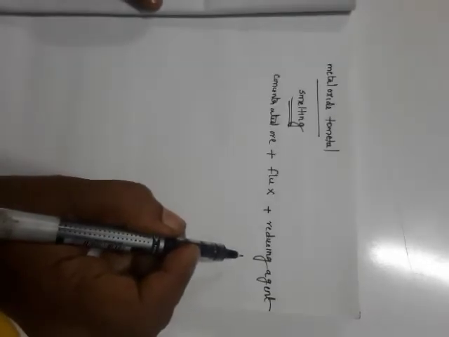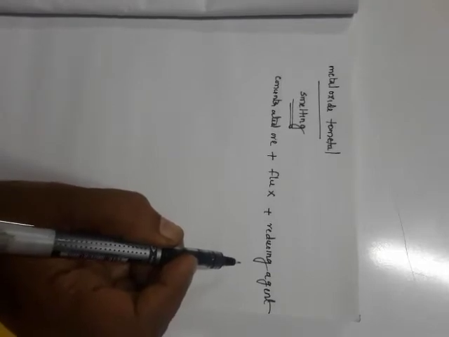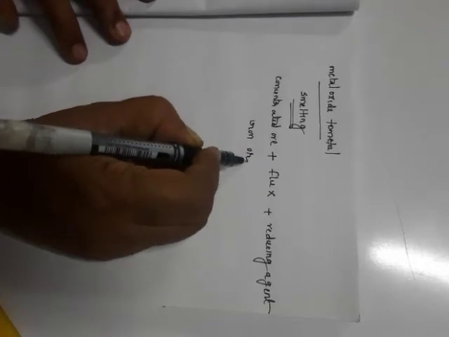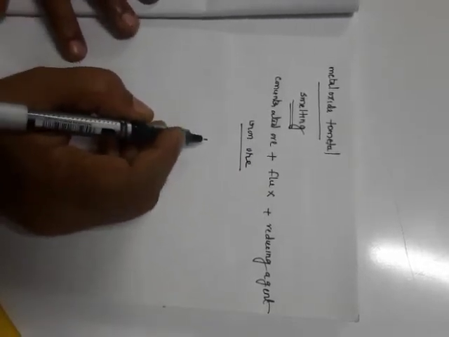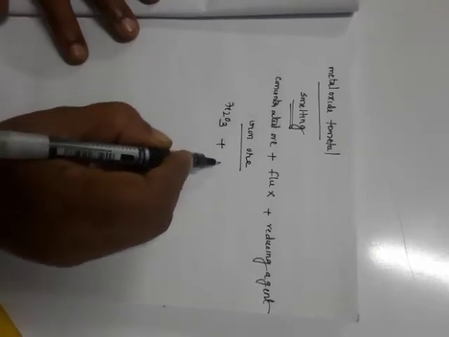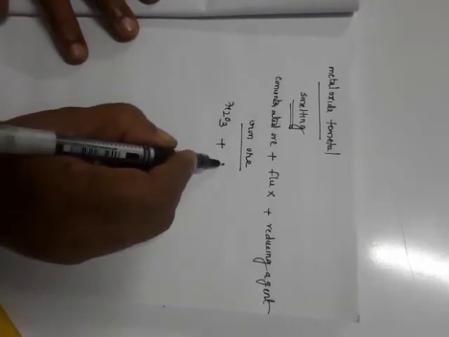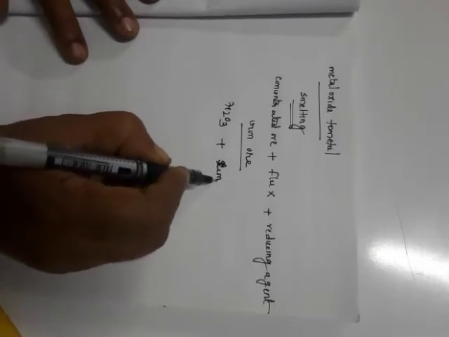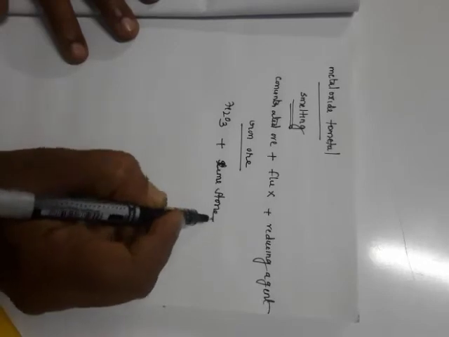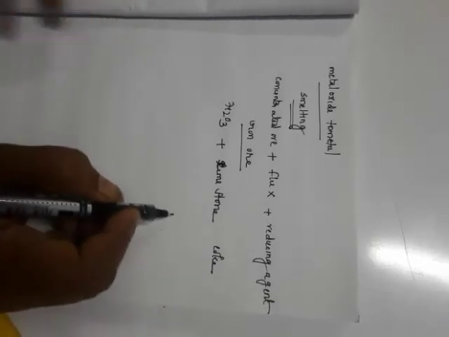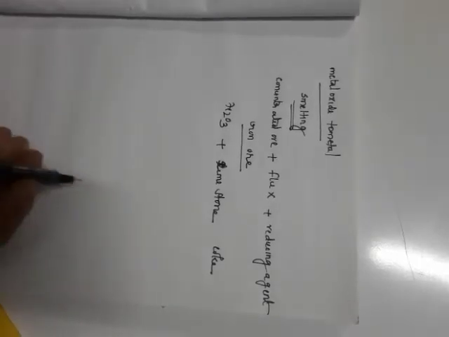For example, for smelting of iron ore, the concentrated ore, iron oxide, with the flux limestone, and the reducing agent coke, is taken in a smelting furnace.